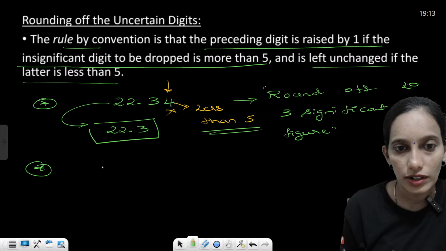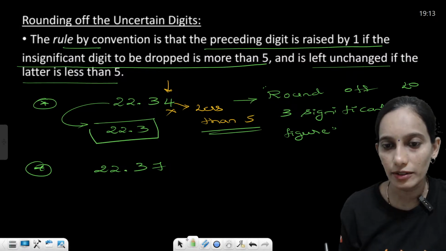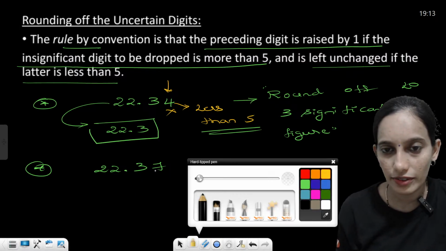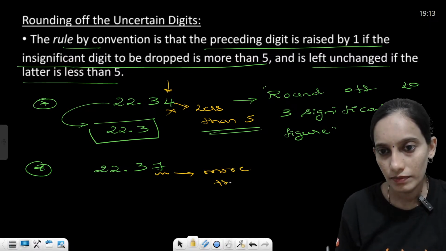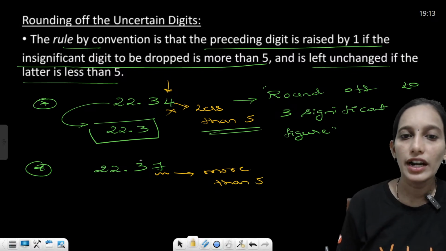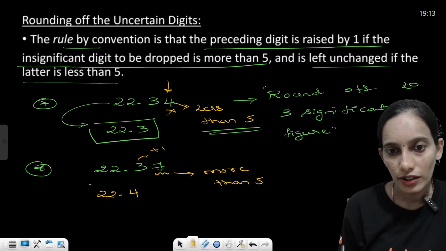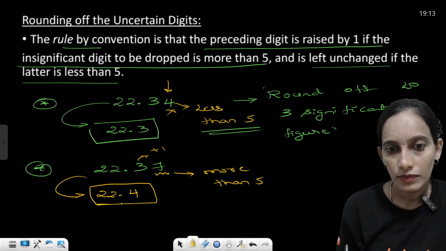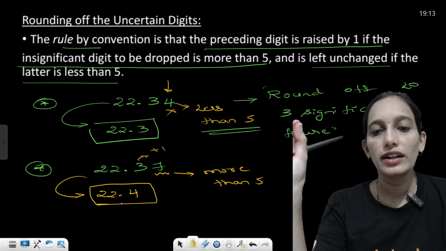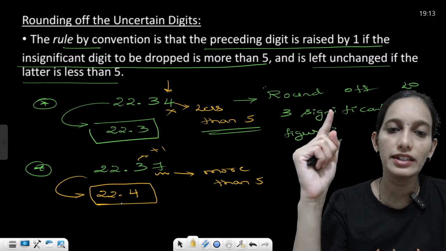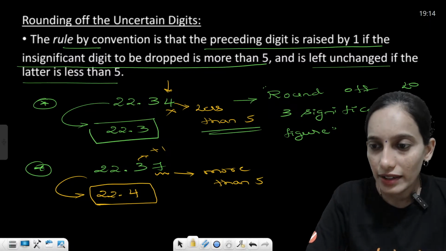Let's take another example, that is 22.37. Same, round off to 3 significant figures. So here this 7 is more than 5. So now what should we do, we have to increase the preceding digit by 1, so it becomes 22.4. Yeah, it's a simple rule which we might have been doing from our school days, right? So if it is greater than 5, increase the preceding digit by 1, and if it is less than 5, just keep it as it is. Okay, so this is one, and there is one more thing.